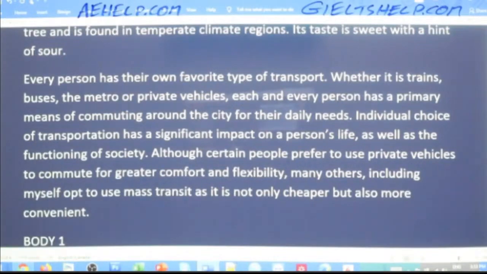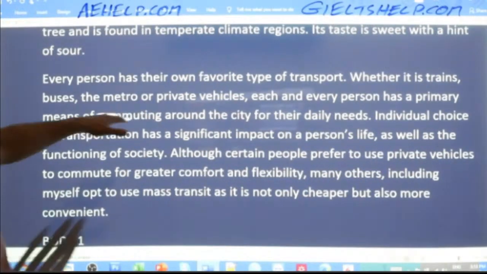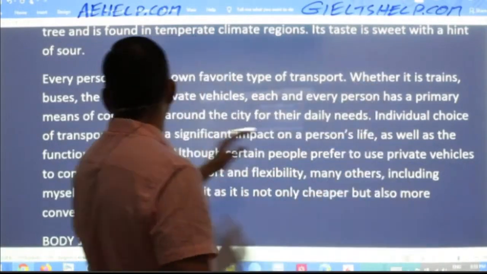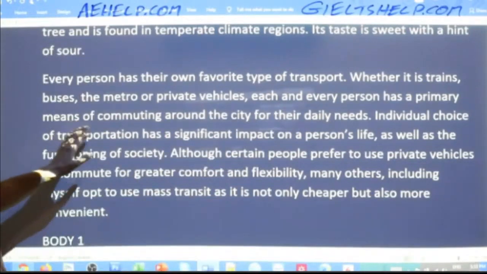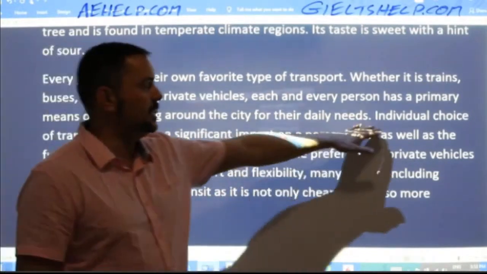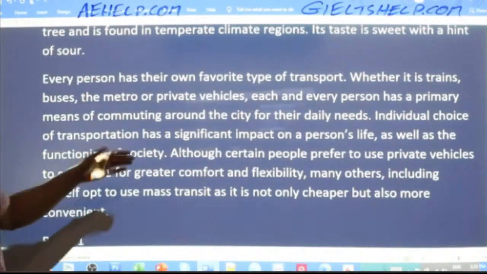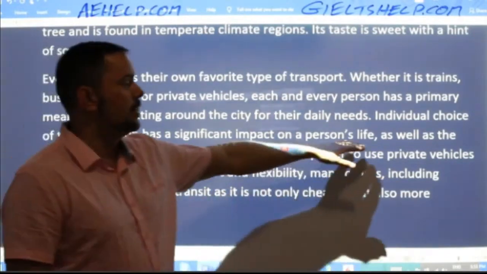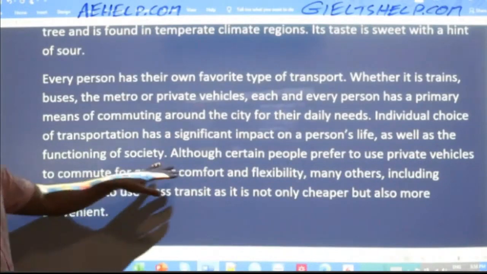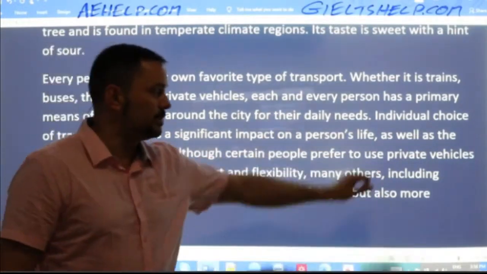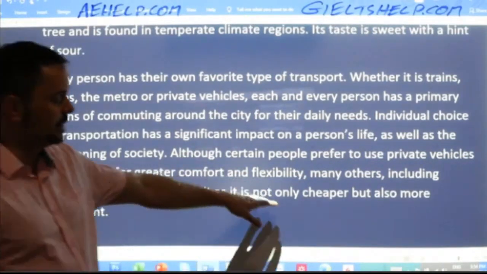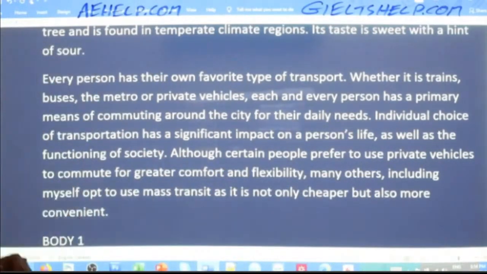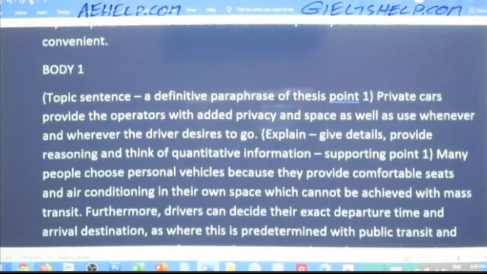Okay. So from the top, every person has their own favorite type of transport, whether it is trains, buses, the metro, or private vehicles. Each and every person has a primary means of commuting around the city for their daily needs. Individual choice of transportation has significant impact on a person's life, as well as the functioning of society. Although certain people prefer to use private vehicles to commute for greater comfort and flexibility, many others, including myself, opt to use mass transit as it is not only cheaper, but also more convenient.